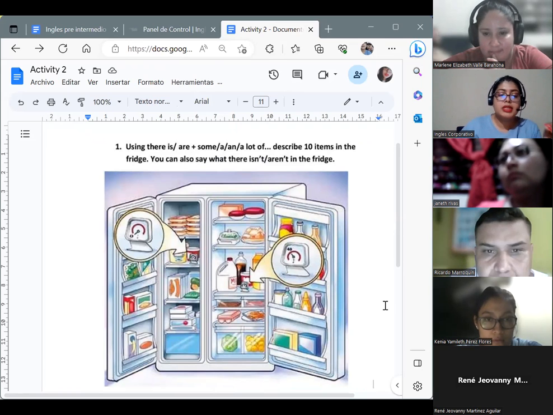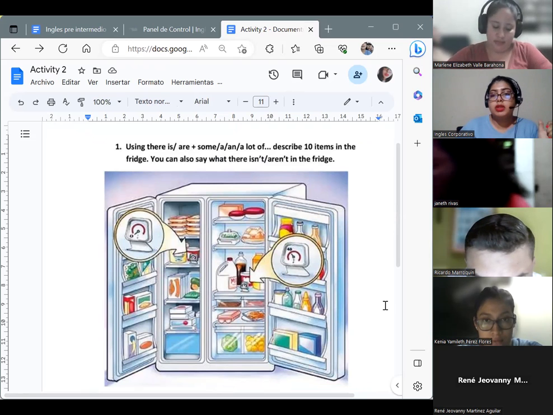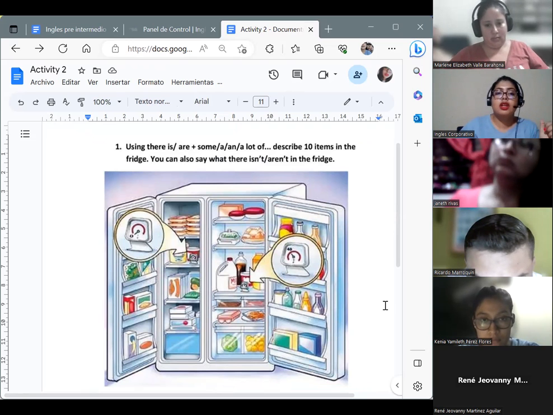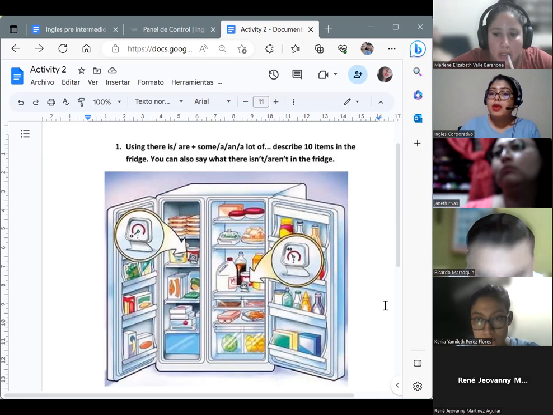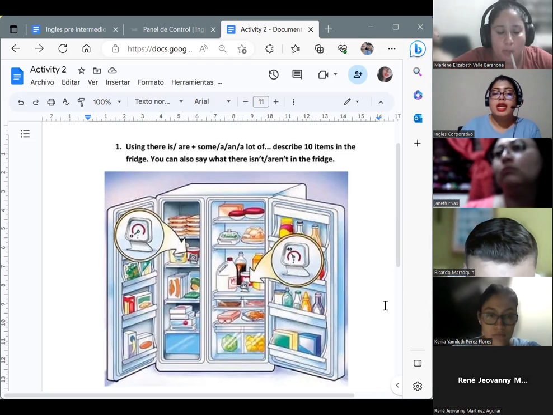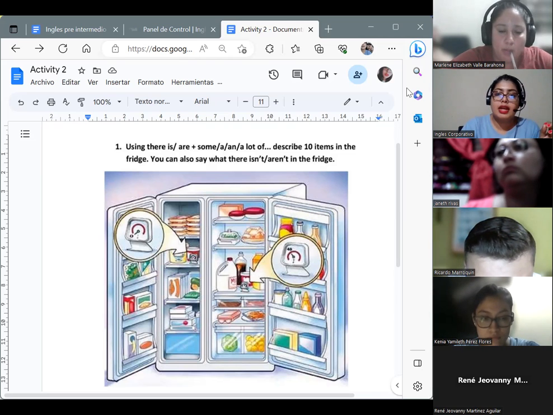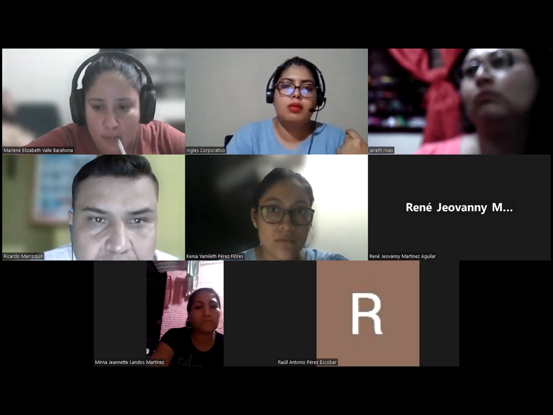So in this case, you're going to write a statement that explains or describes 10 items that we have on the fridge. Vamos a hablar de 10 cosas que tenemos en este refrigerador y vamos a utilizar there are, some, and a lot of. Y si hay cosas que no aparecen en este refrigerador, pueden utilizar there isn't or they aren't. Así que vamos a trabajar en esa parte. Es un documento, podemos llamarlo colaborativo. Ya les voy a volver a poner la pantalla, solo quiero mandarles el enlace.